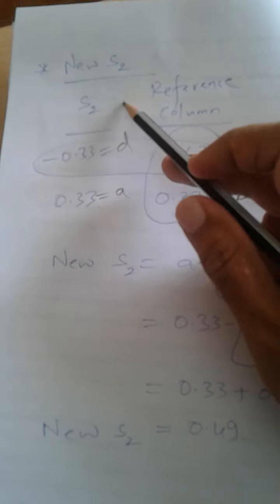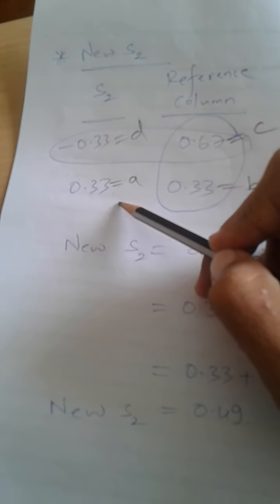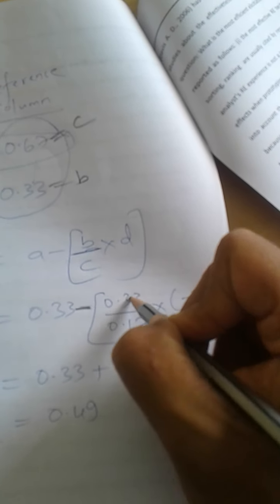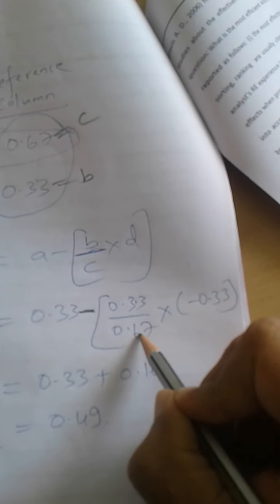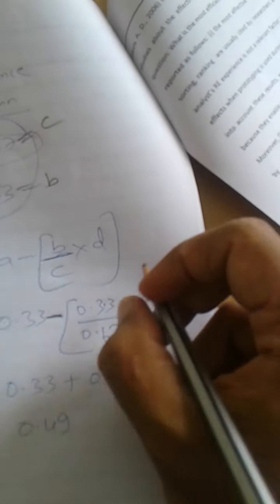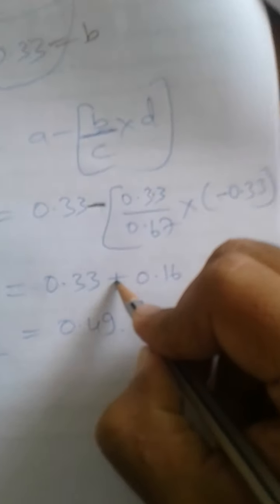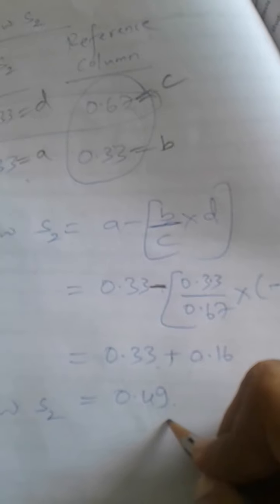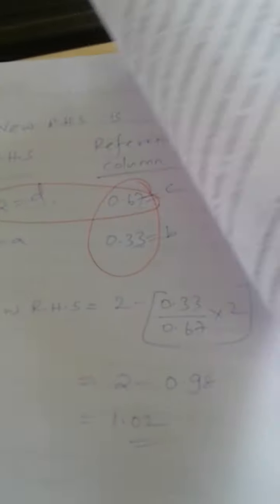Similarly we have to calculate S2. We are supposed to consider the S2 of the previous table and the reference column of the previous table, and this will be the answer finally. Just remember the signs here. This is minus 0.33 divided by 0.67 into minus 0.33. Just remember one thing: minus into minus will be plus, so that is the reason we are going to get this answer. So just remember this while calculating.